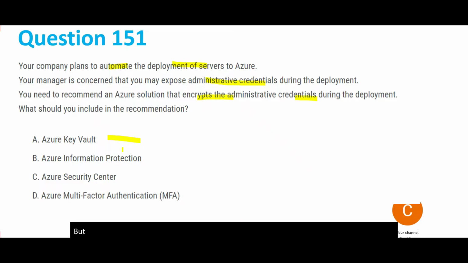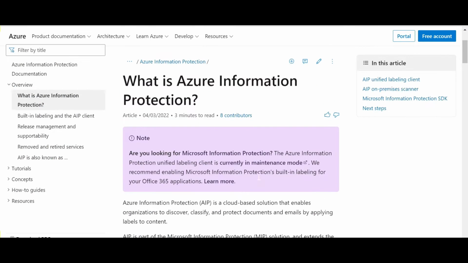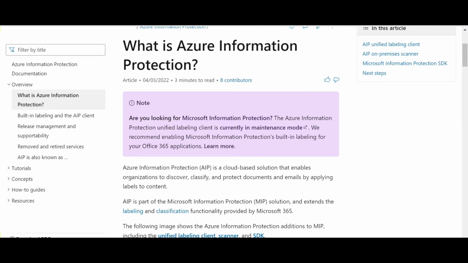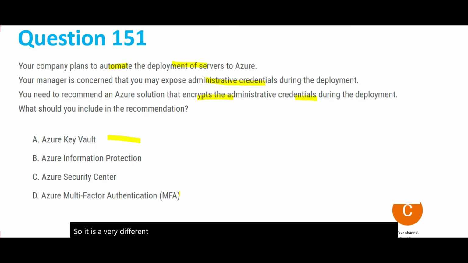But let's scan through other options. Option B, Information Protection. It is a cloud-based solution. What it does is, if you have a lot of documents on blob storage and you scan through the documents, it will discover if they have PII information like credit cards, social security numbers, Aadhaar cards. And it will classify, hey, you know what, out of 100 documents, these 5 documents have credit card information. It will classify that this does contain PII, and it then goes ahead and protects the documents. So it is a very different purpose. It will not help you to secure or encrypt credentials.